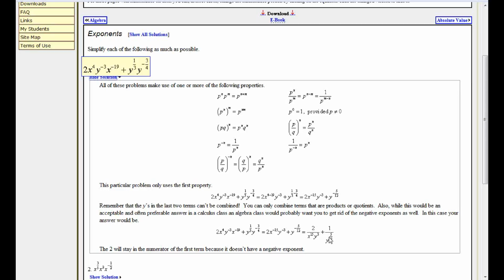Yeah, and then that 2x that you see right here should be in the numerator. Right. And then you can see from there, x to the 15th power times y to the 3rd. And then of course it did the same thing here with the y, this particular y situation, right? And they put a 1 over here. Yeah. So here it says the 2 will stay in the numerator for the first 2 terms because it doesn't have a negative exponent, right?